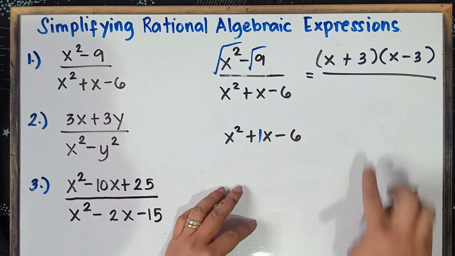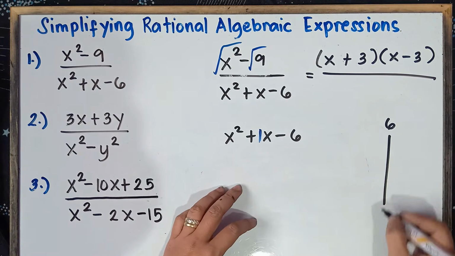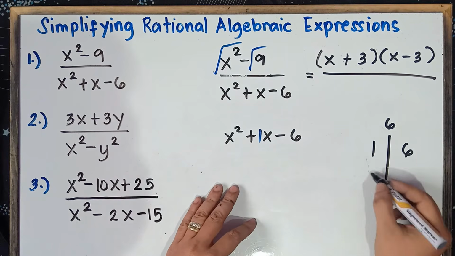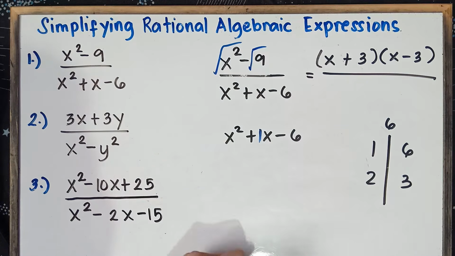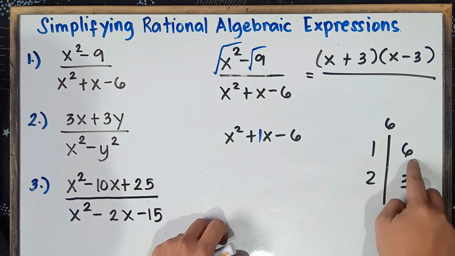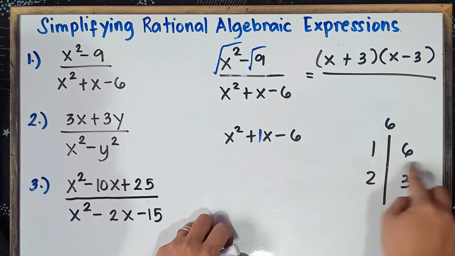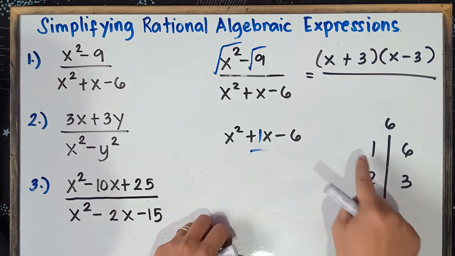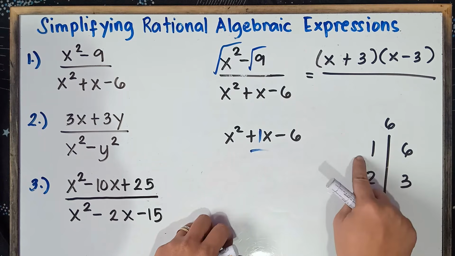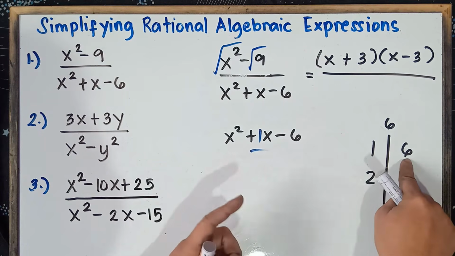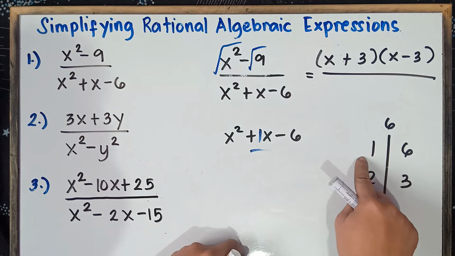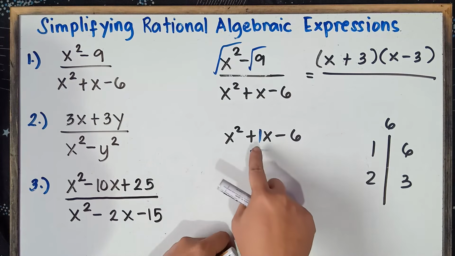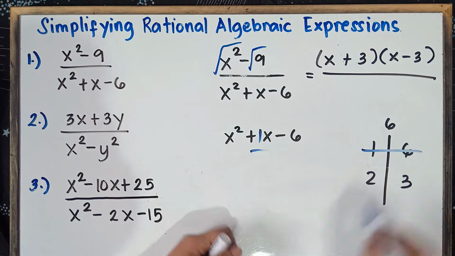What are the factors of 6? We have 1 times 6 and 2 times 3, right? If we select 1 and 6, 1 plus 6 would be 7, and if we subtract 6 minus 1, that would be 5. It is impossible to get 1, so we will not be selecting this one.